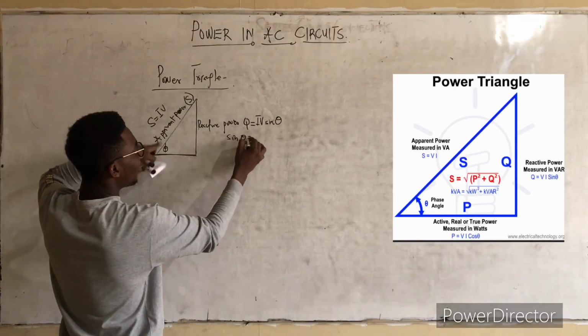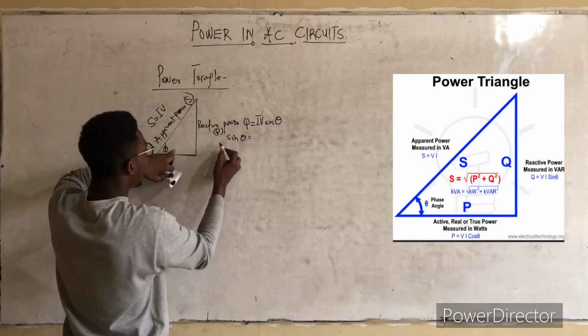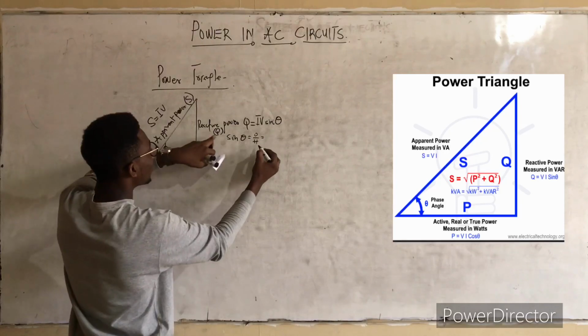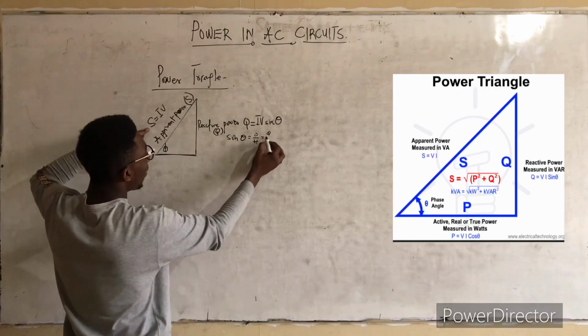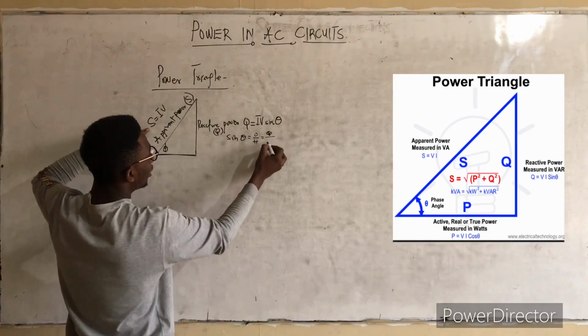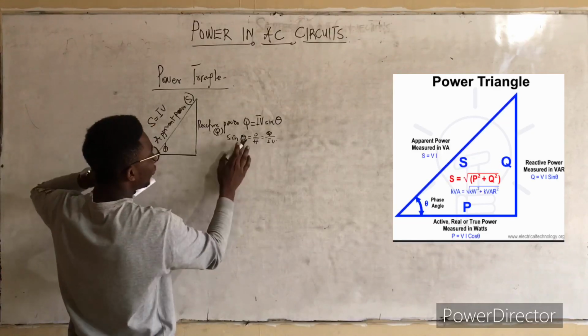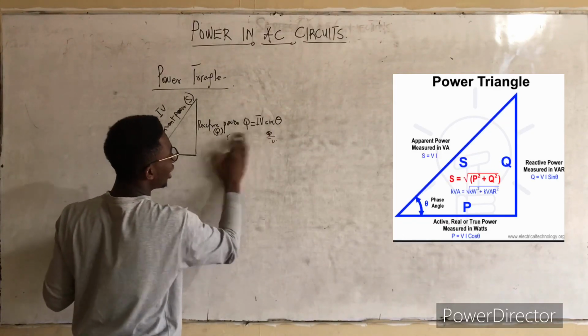So sine of the theta here. The reactive power here is Q. But how do you get Q? It is opposite over hypotenuse. The opposite is Q, and the hypotenuse is S, and S is IV. So therefore to find Q, it is IV sine theta. That's what we are getting.